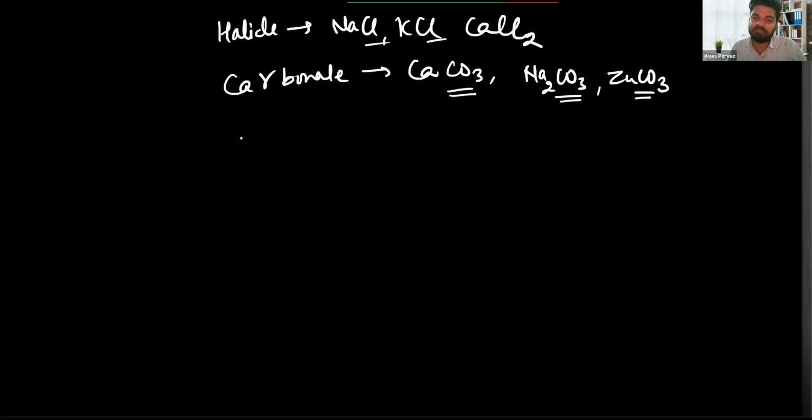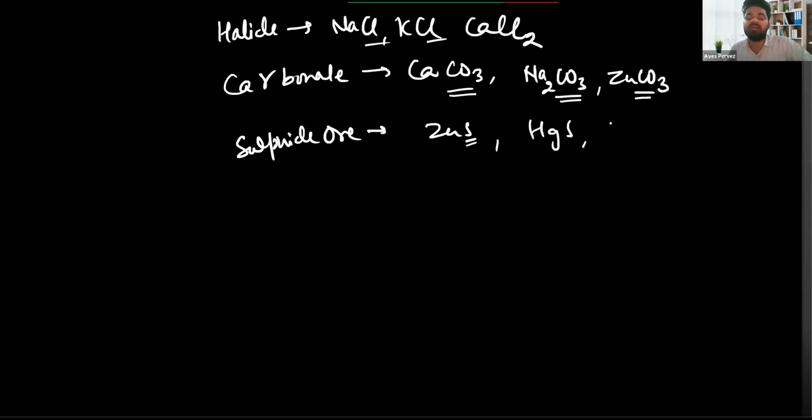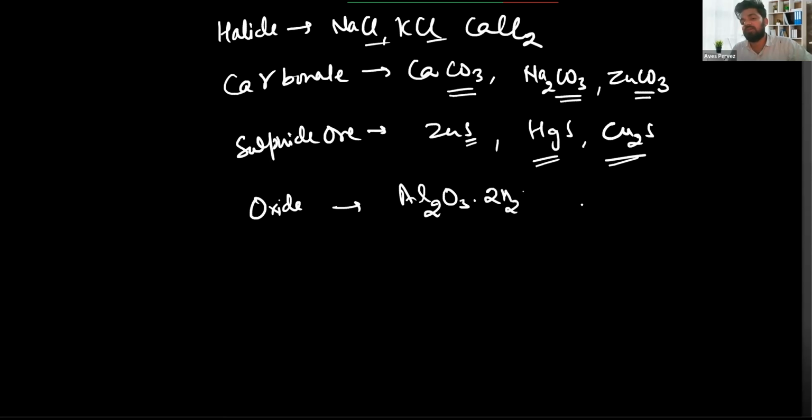Then we have sulfide ore. Sulfide ore is that ore which is going to have sulfur at the end, like zinc sulfide, like HgS, like Cu2S, copper pyrite. So there are different types of ore. And oxide ore is that which is going to have oxygen at the end, like Al2O3·2H2O, this is bauxite ore. And then Fe2O3. This is oxide ore, oxygen at the end.